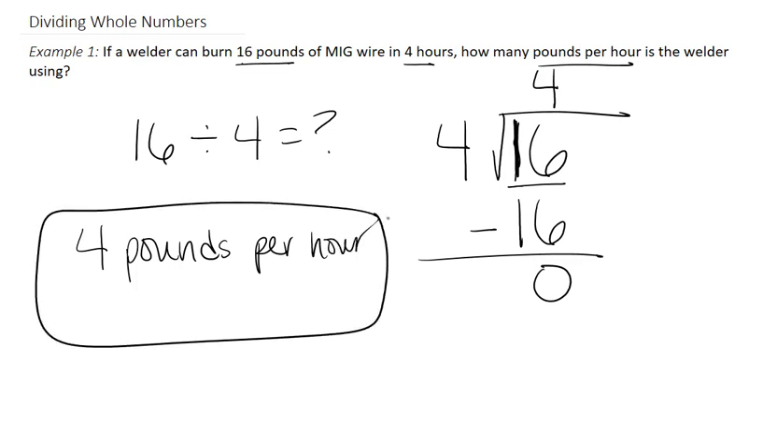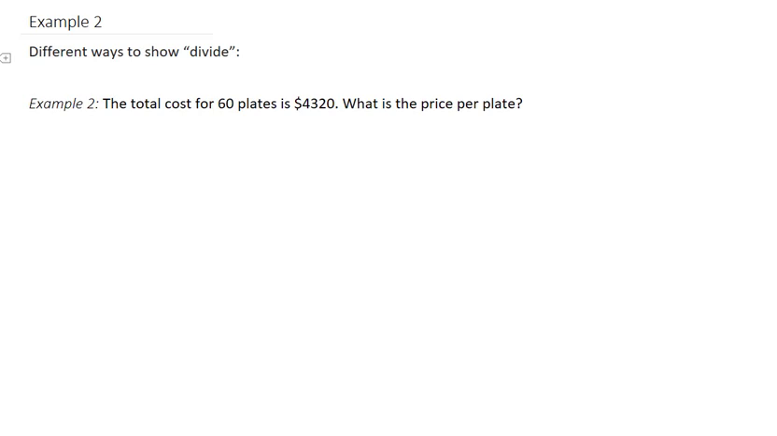Let's do another example, example 2. But first, let's show that there are different ways to divide. Like in the last example, we did 16 divided by 4. Another method is going 16 divided by 4 like this, where we are dividing the 16 by this 4. And the other way we also showed was 16 divided by 4 using our division symbol. So these are the different ways we could show division.